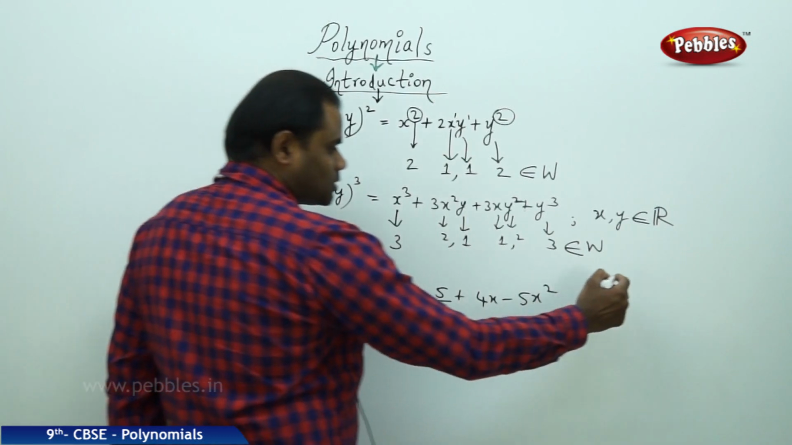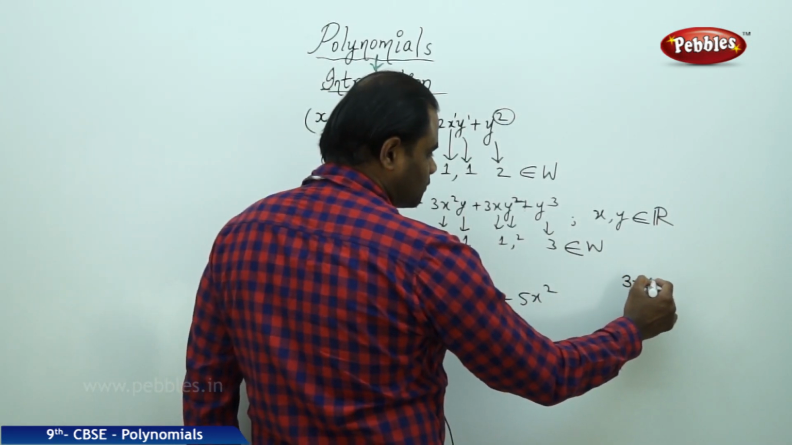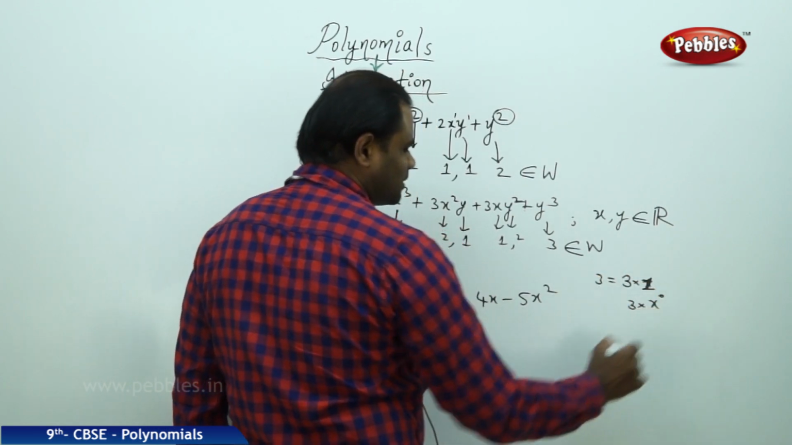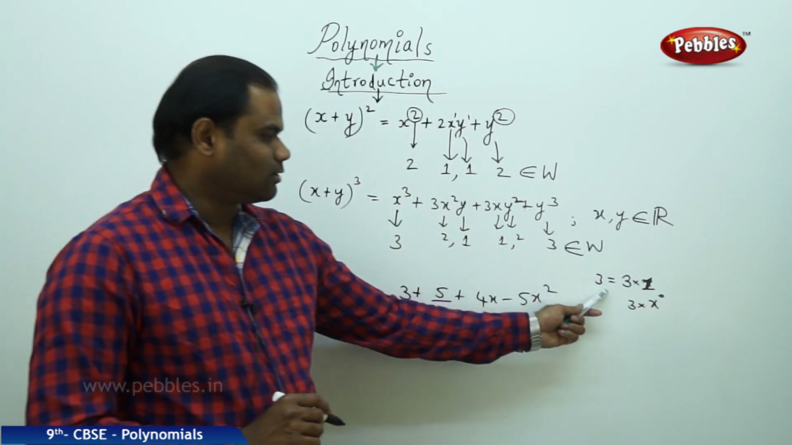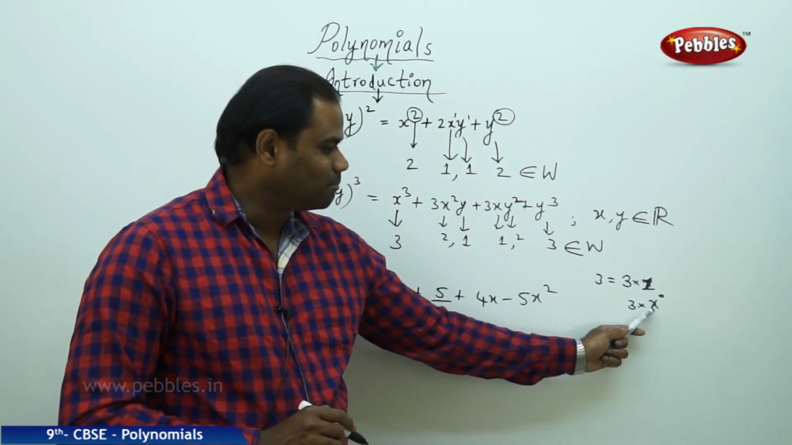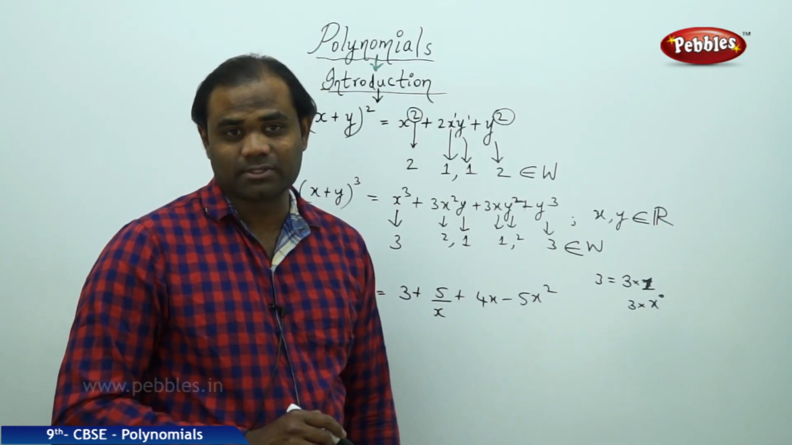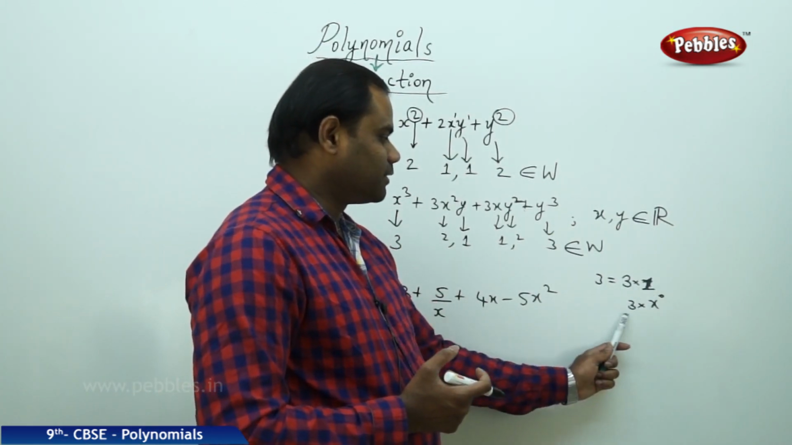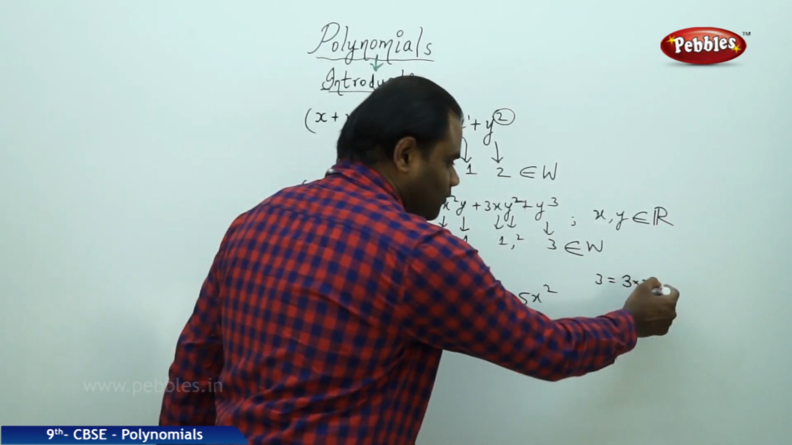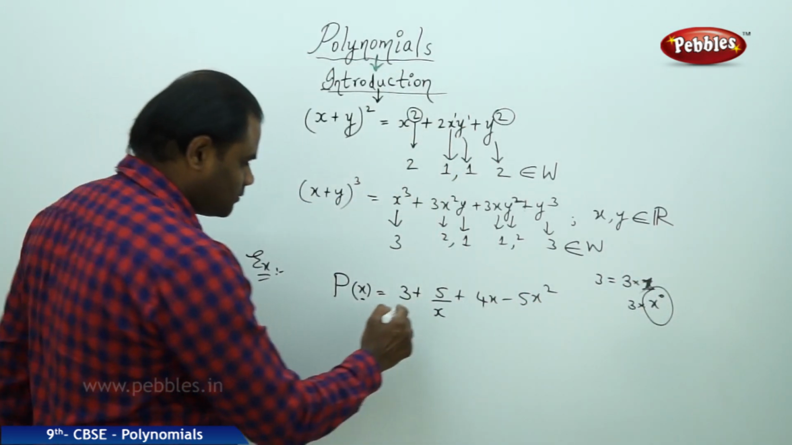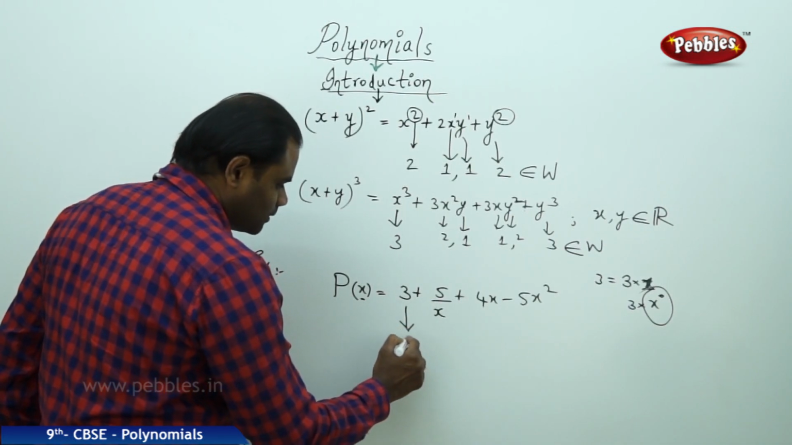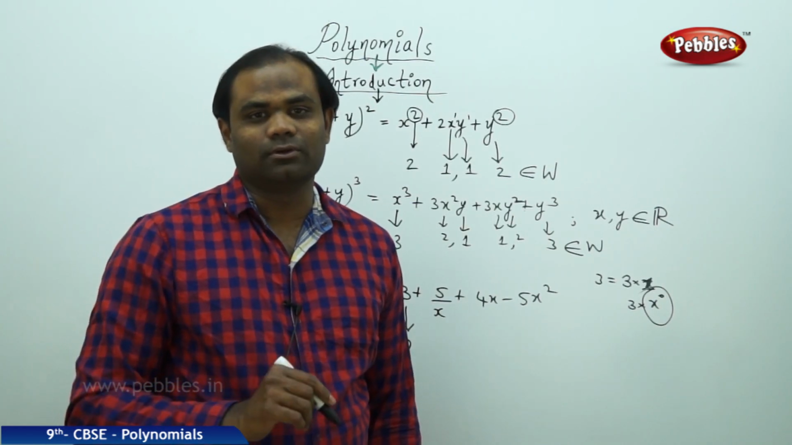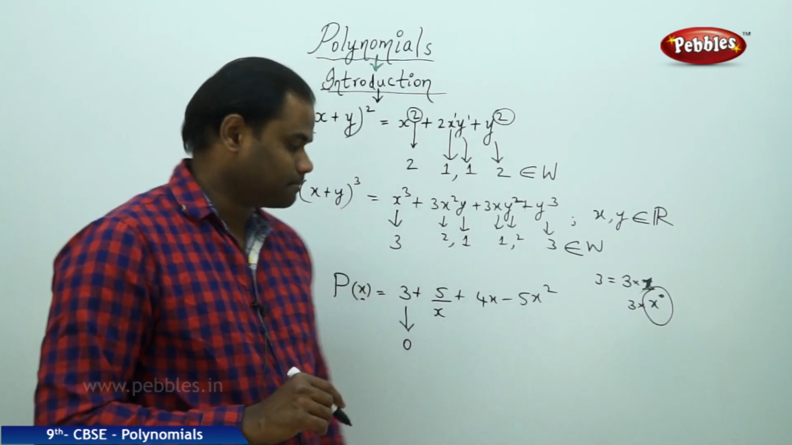Now 3, which is a constant, can be written as 3 times 1, which indirectly can be written as 3 times x power 0. So I have my constant with indirectly the power of the variable being 0, because x power 0 or a power 0 is 1. Therefore, for any constant in the polynomial or in the expression, the power of the variable is assumed to be 0.